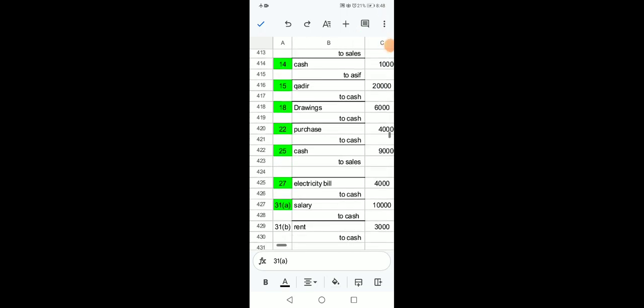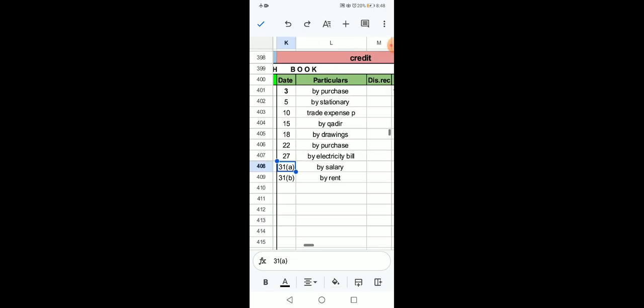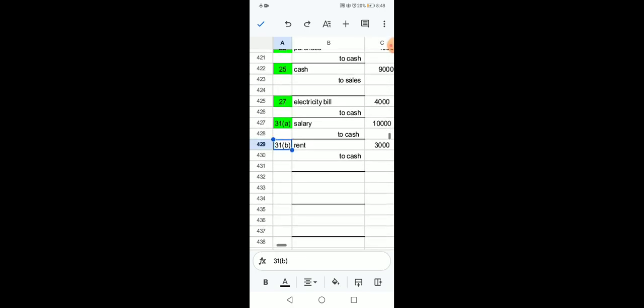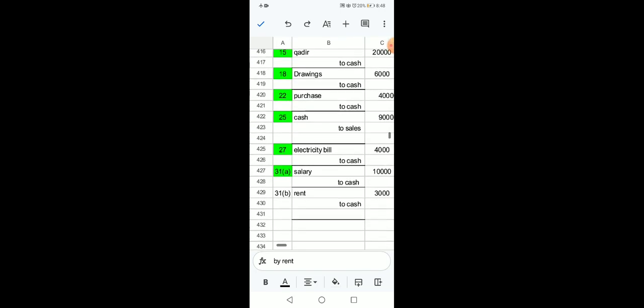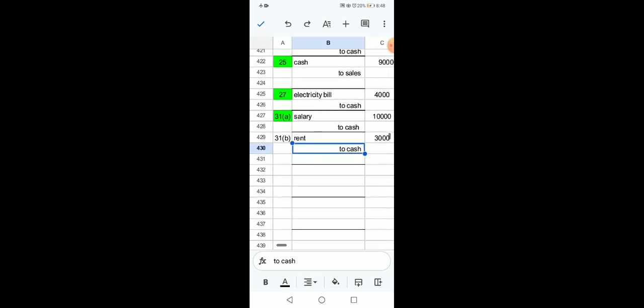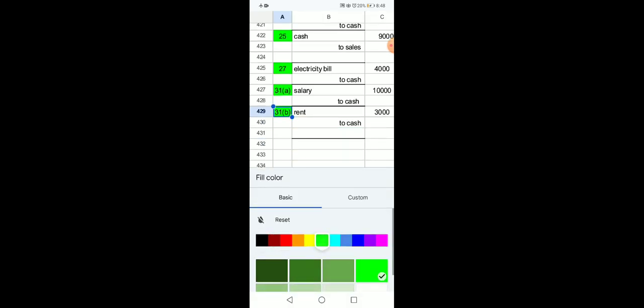As you can see, 31A was having salary, so 31A salary, and 31B is having rent. So in 31B you have posted rent. Okay, the amount has been written. It means 31B was having only cash to be posted in the cash book, and we have posted. It means 31B is completed. Mark it as done.